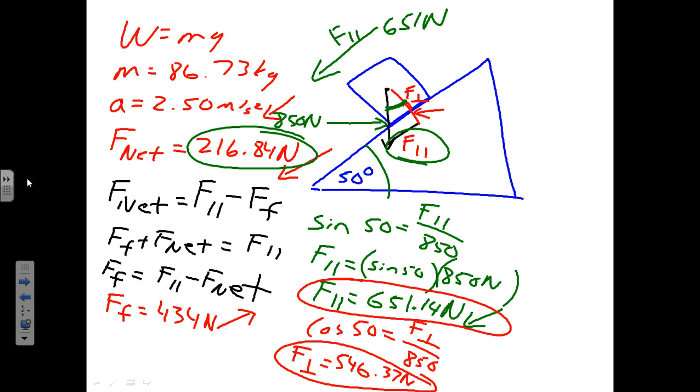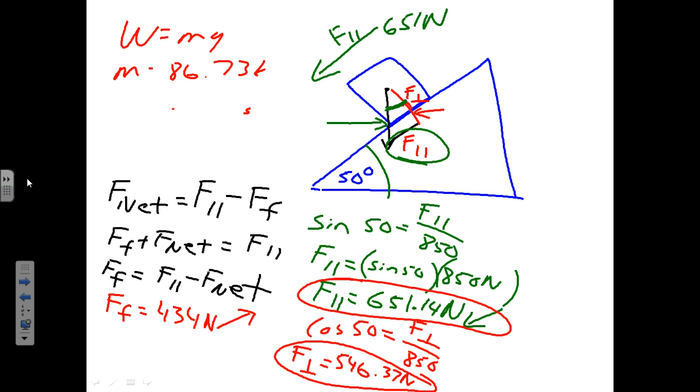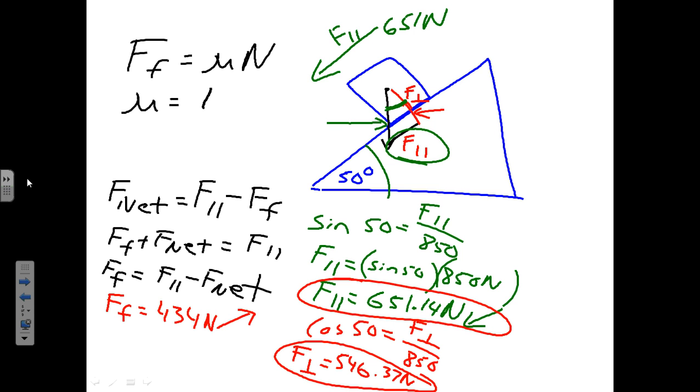There's one other piece of this we have to do, and that's the coefficient. I'm going to have to make a little space for that, so I'm going to do some erasing up here. To find the coefficient of friction, we go to our fun equation. Solve that for mu. Now in this particular problem, we already know the frictional force. We just found it, 434. What's the normal force? It's equal and opposite to the perpendicular component of the weight. So it's the 546.37.